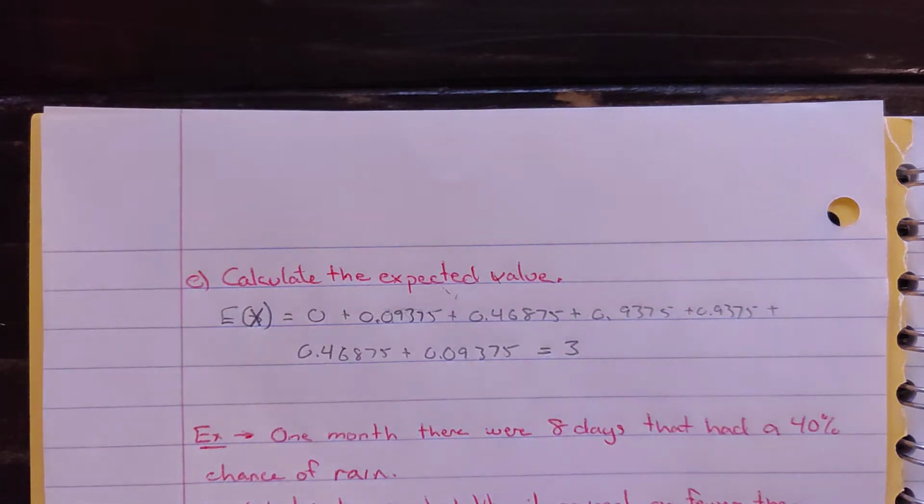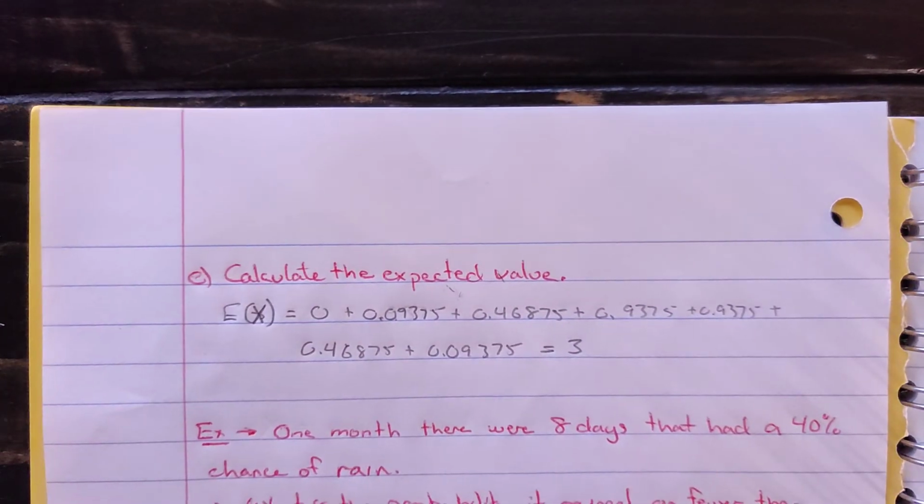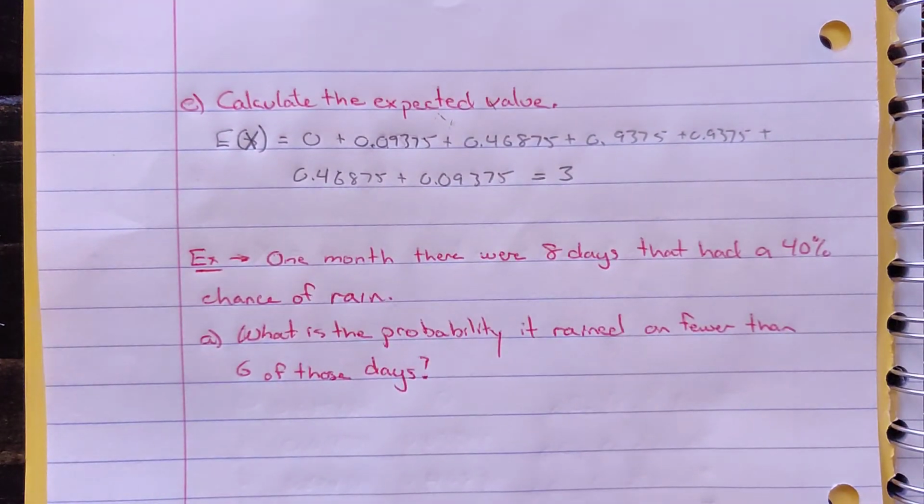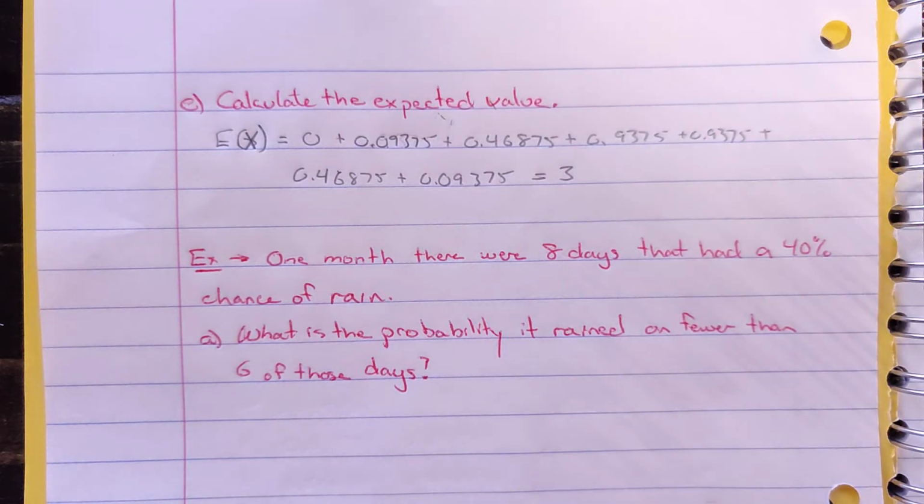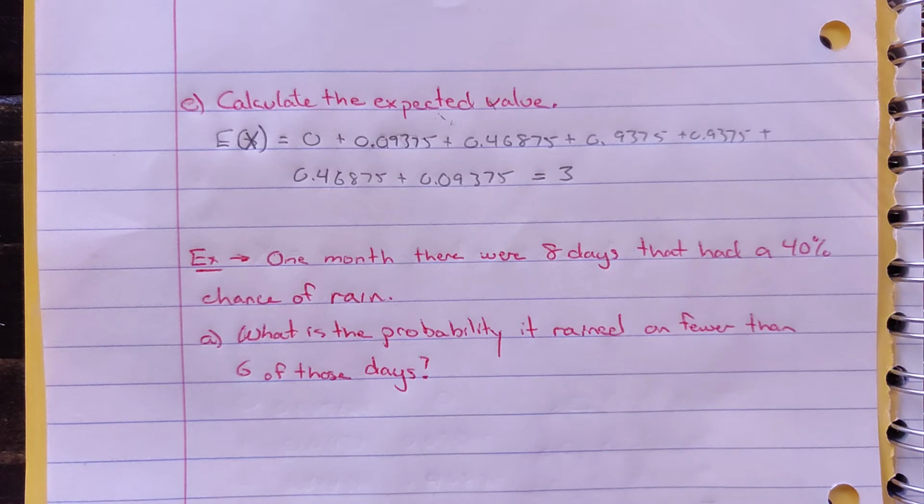So now moving on, we can also take a look at situations where we apply our distribution. So we know that one month, 8 days in that month had a 40% chance of rain. And so what we want to do here is figure out the probability that it rained on fewer than 6 of those days. So we have the case of it raining on 5 days, on 4 days, on 3 days, on 2 days, on 1 day, or on 0 days. So that's 6 different cases we've got to look at.